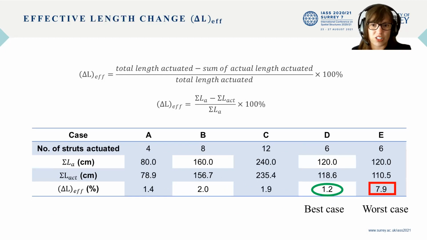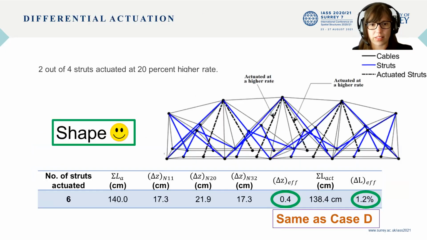Effective length change is the total length actuated minus the sum of actual length actuated, over the total length actuated. For this percentage we're looking for the lowest possible, and that's where case D shines, at 1.2% versus the worst case scenario, which is 7.9%. So a lot of energy put in for not as much return. But this still produces a shape with that flat top, right?